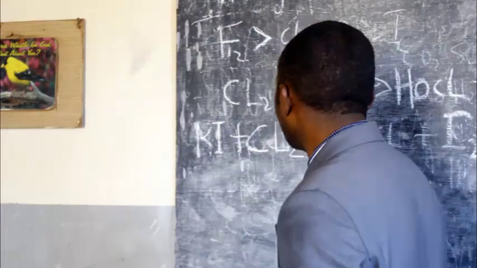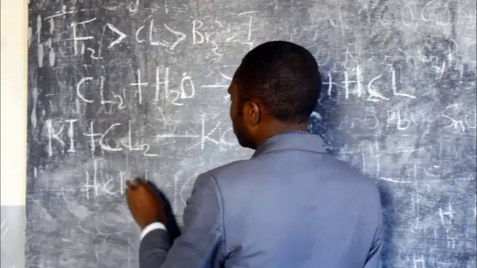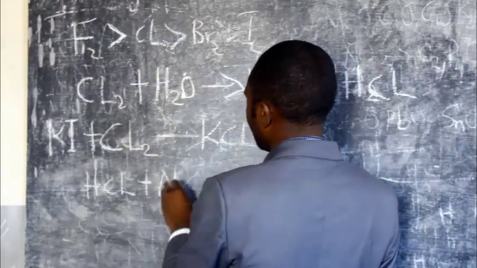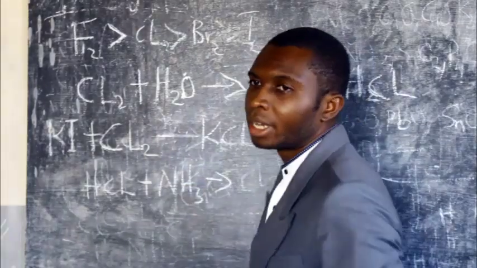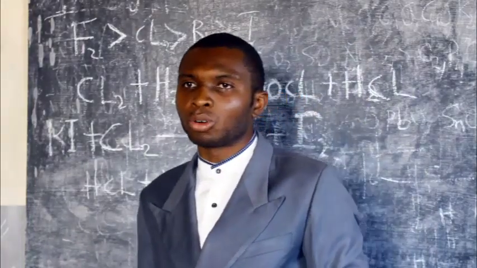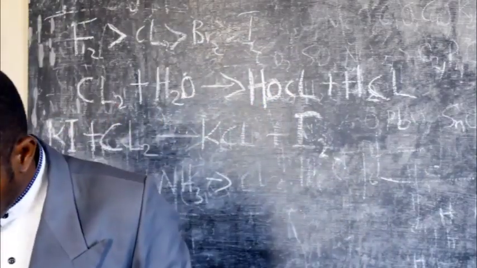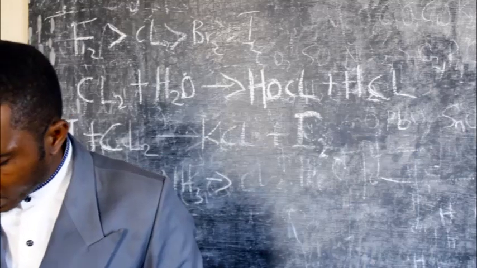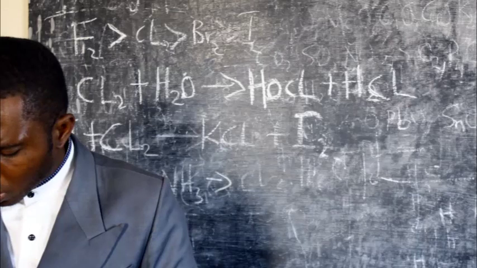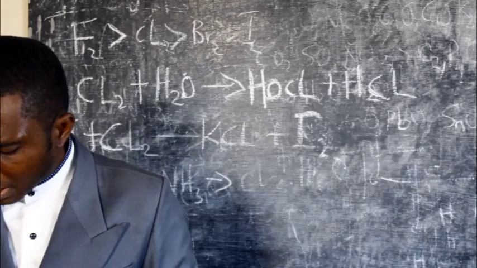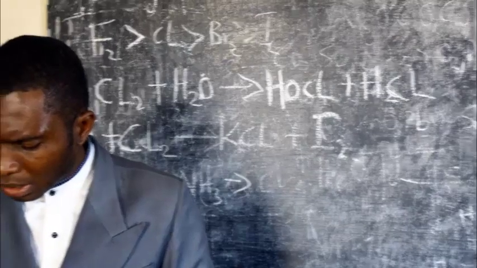When you add hydrogen chloride to ammonia, you will notice dense white fumes of ammonium chloride. You will notice what? Dense white fumes of what? Ammonium chloride. If you test with silver nitrate, you're still going to notice a white precipitate. That test can also be carried out with lead(II) nitrate and silver nitrate.